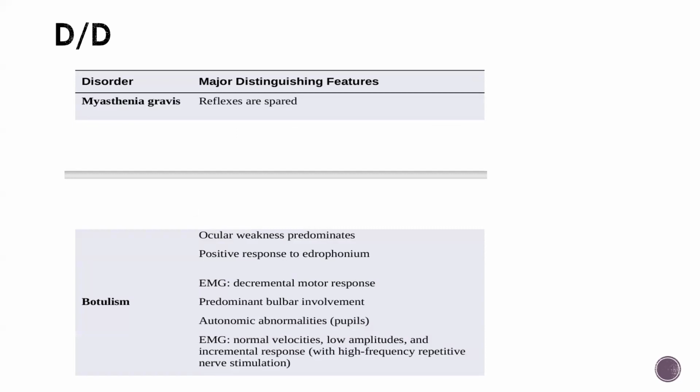Myasthenia gravis is one of the differential diagnoses for GBS, and the distinguishing features are that reflexes will be spared in myasthenia gravis, ocular weakness will be predominant, and there will be a positive response to edrophonium. Then botulism: predominantly bulbar involvement will be there. Autonomic abnormalities can be seen, and EMG shows normal velocity, low amplitude, and an incremental response.